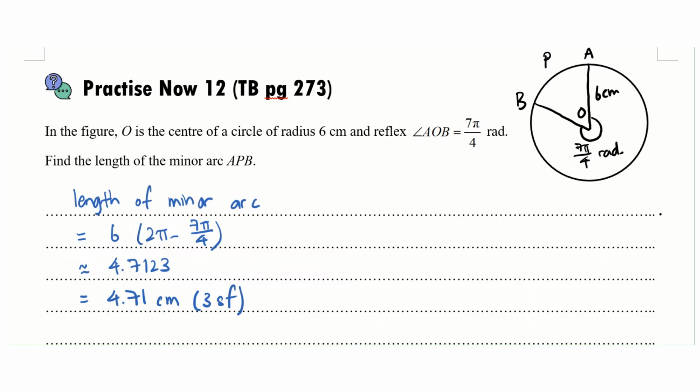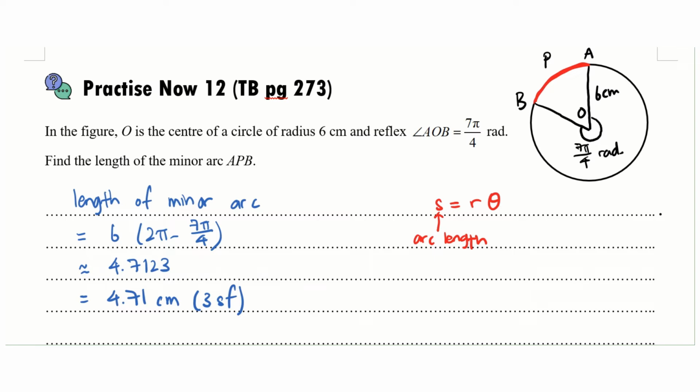In this question, we are given that O is the center of a circle of radius 6 cm and the reflex angle AOB is 7 pi over 4 radians. We want to find the length of the minor arc APB, which refers to this side over here. If we recall the formula, it is S equals r theta, where S refers to arc length. I usually do not use the letter S, I usually write arc length, but as long as you are clear, it should be fine.